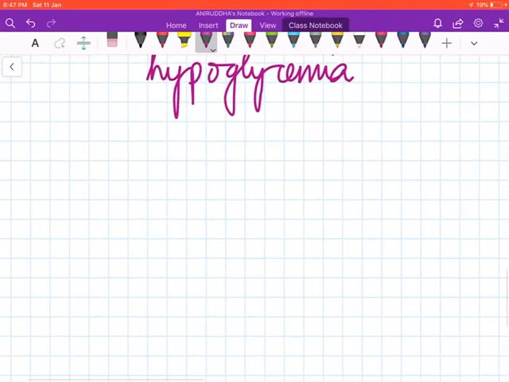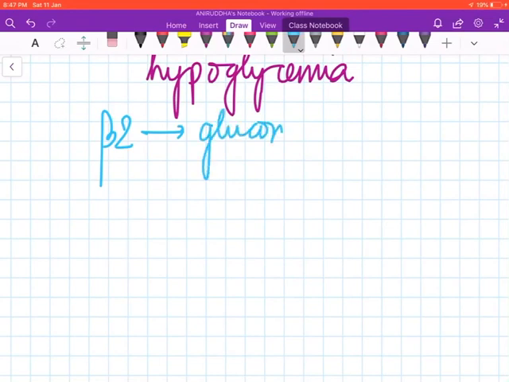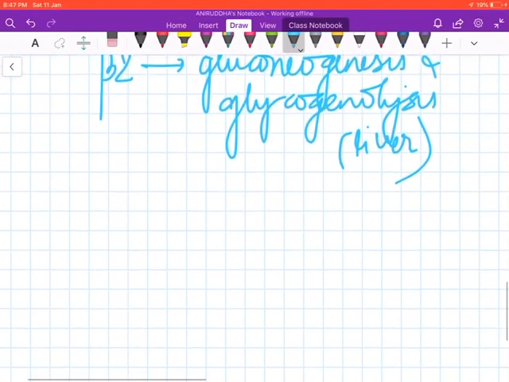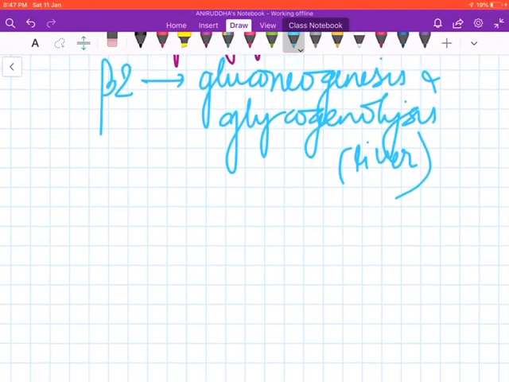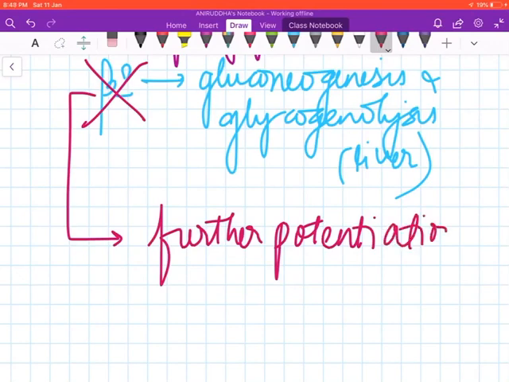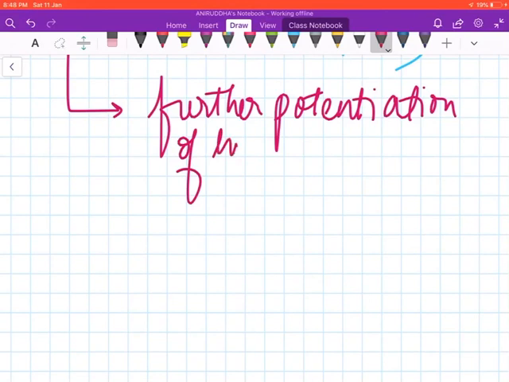It's a life-threatening condition. Now, here comes the important part. We know that beta 2 receptors control gluconeogenesis and glycogenolysis in the liver. And that's why it was so important to learn about the location and the functions of the receptors earlier. Now you can easily tell me what will happen if we give a non-selective beta blocker in a diabetic patient taking insulin. Due to this, there will be further potentiation of hypoglycemia.